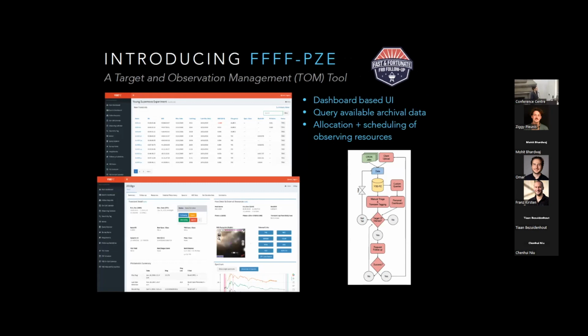So this has been the motivation behind the F4PZ Target and Observation Management Tool. Still not sure how to pronounce it. So this is basically a dashboard-based user interface, and it is built off of the existing infrastructure that's used for the Young Supernova Experiment. This interface keeps track of all of your FRBs and queries archival data. For instance, it'll pull images of the host galaxy from optical surveys. And then importantly, it also manages the allocation and scheduling of your observing resources. You can imagine when we're talking about hundreds of FRBs, a tool like this will be extremely helpful.